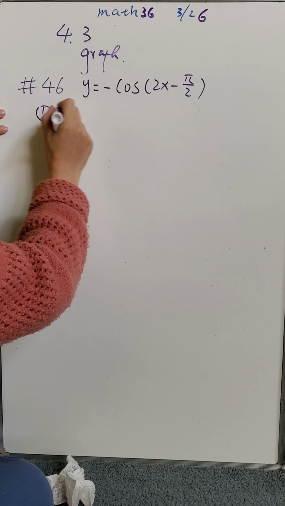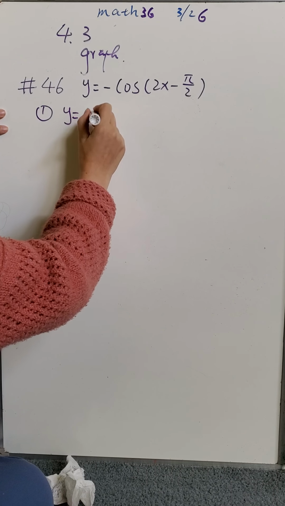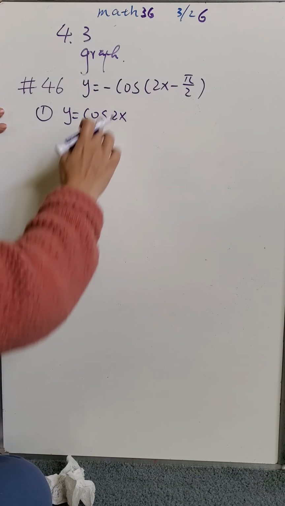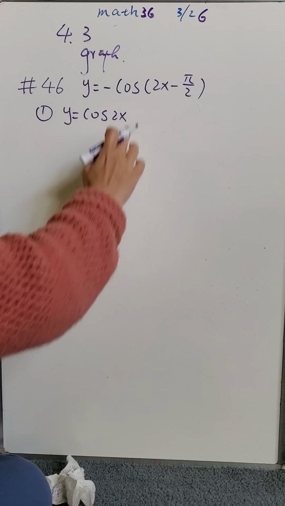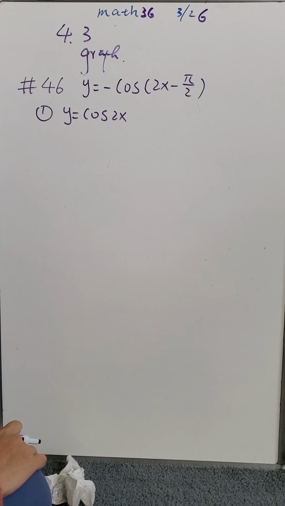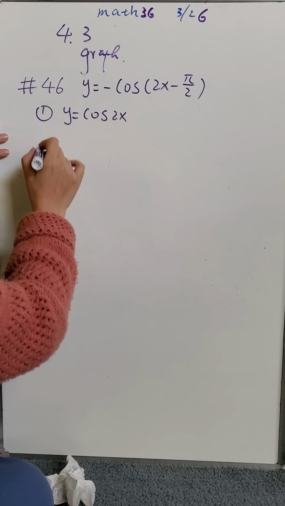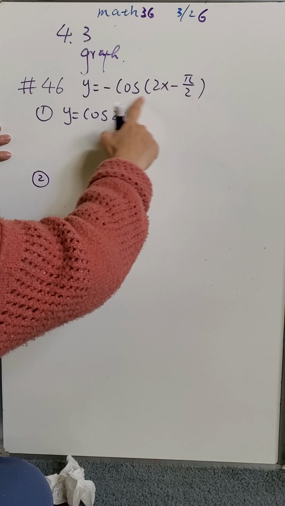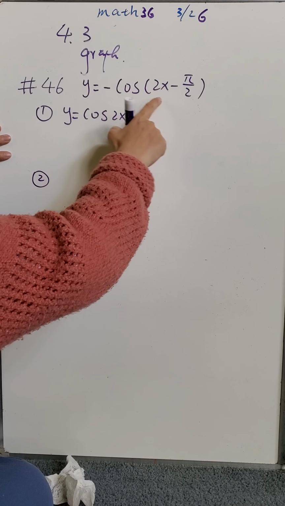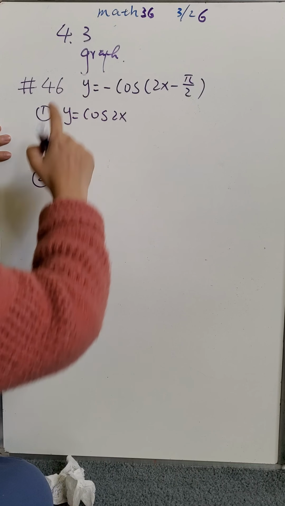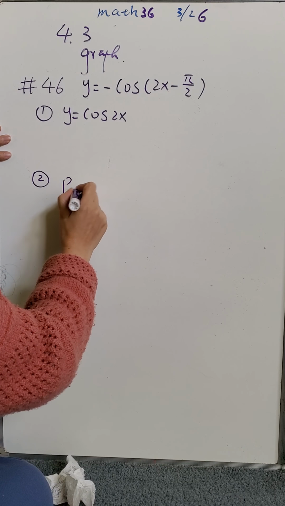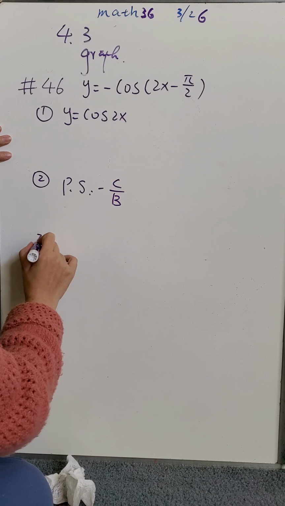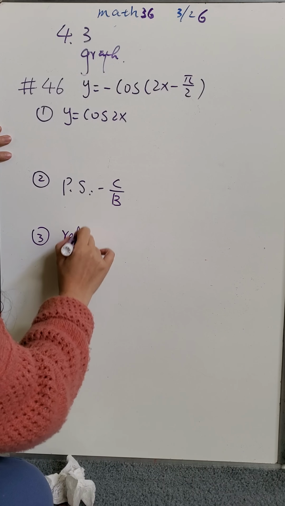So first, you're going to graph y equals cosine 2x. Don't take the negative with you, just graph y equals cosine 2x first. Number 2, if you have phase shifting, you wait on this until the end. You're going to find the phase shift, negative C over B. And then number 3, you do the reflection.